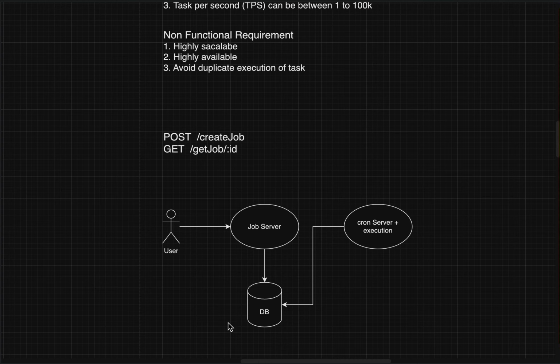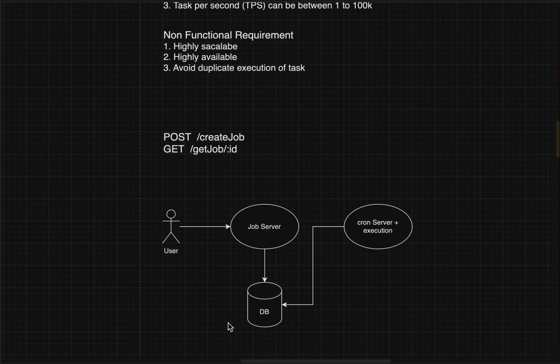So yeah, that will be one constraint. This cron server will be running every second, picking a job at a time and executing it. It can pick multiple jobs at a time and execute them in parallel. So this can be done, but this design has many flaws.